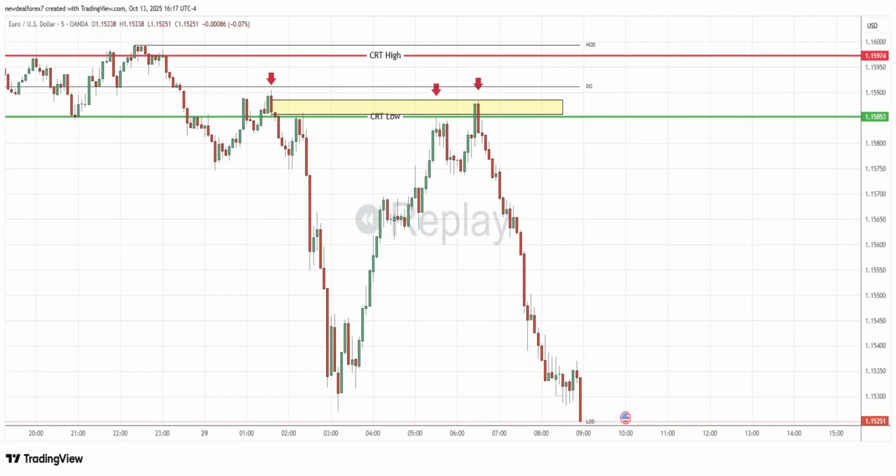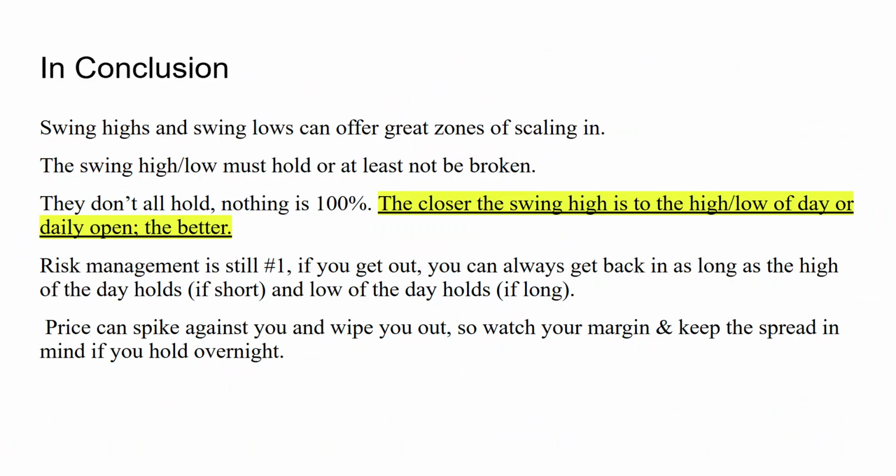So you keep trying, keep the losses small, and when you scale in, you should be able to get back anything that you lose. So that's how you do that. The closer the swing high and swing low is to the lower high of the day, the better. Remember that risk management is still number one, so you can always get back in if you lose, as long as the losses are small enough.